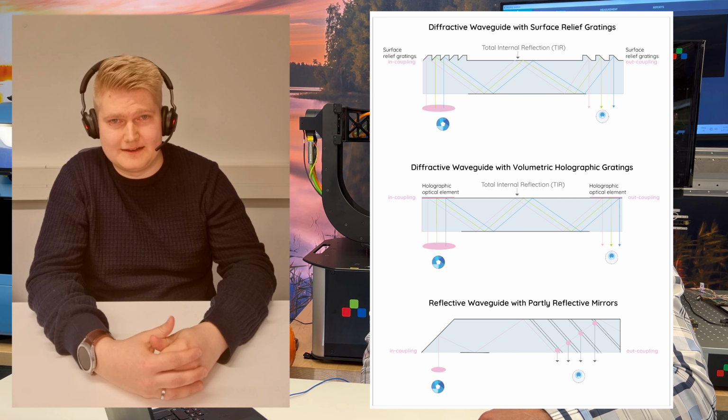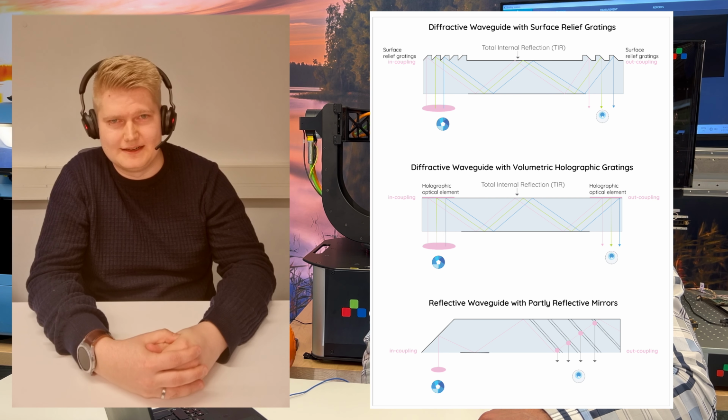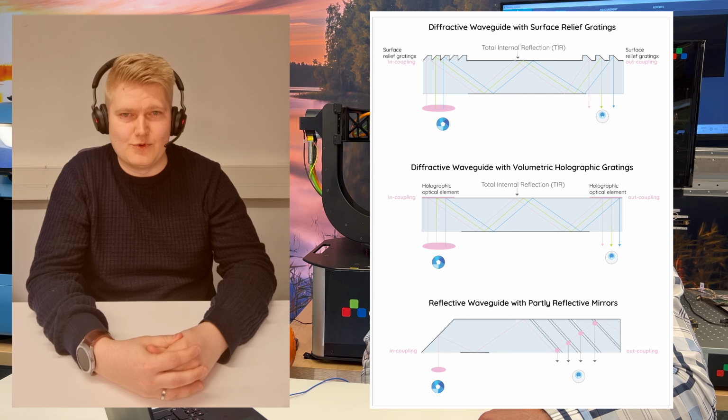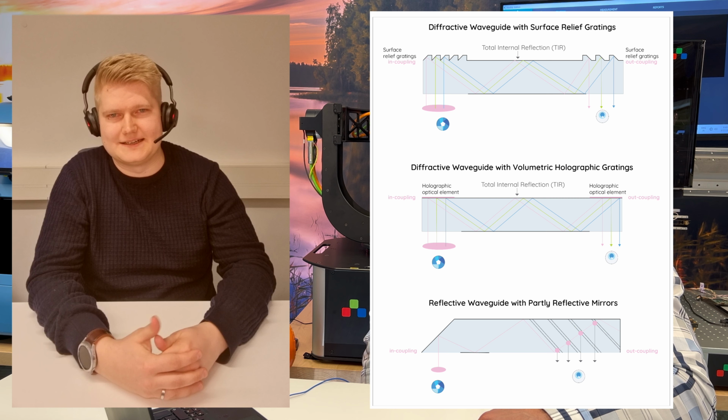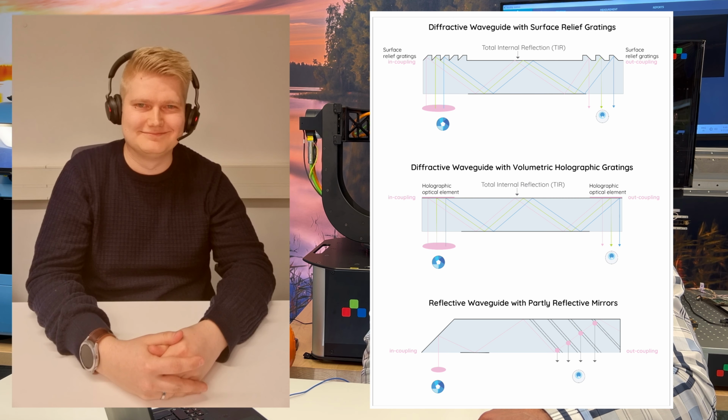Now with the reflective waveguides, in similar fashion, there is an incoupling element and an outcoupling element, but instead of diffraction, the light is moving there by reflection, as it already says in the name of the waveguide technology. Yeah, so something that would be easier for people to understand is most likely this reflective waveguide. So is that basically like a mirror?